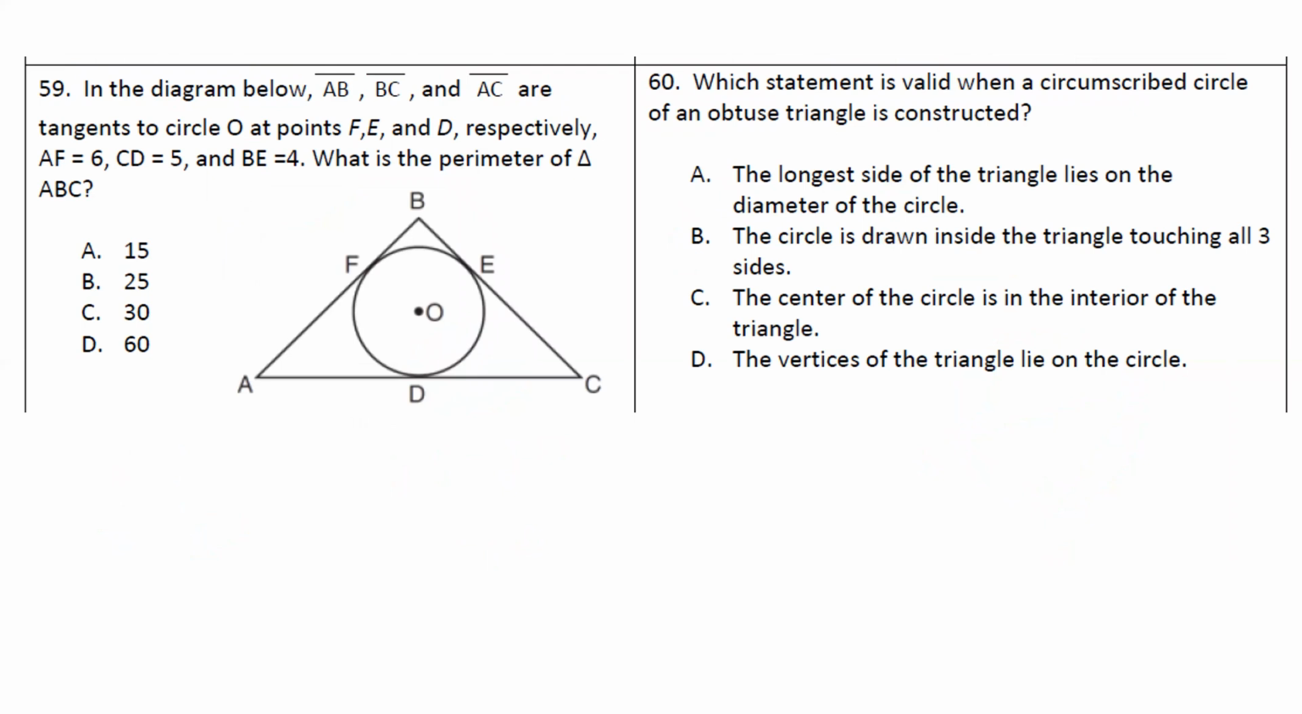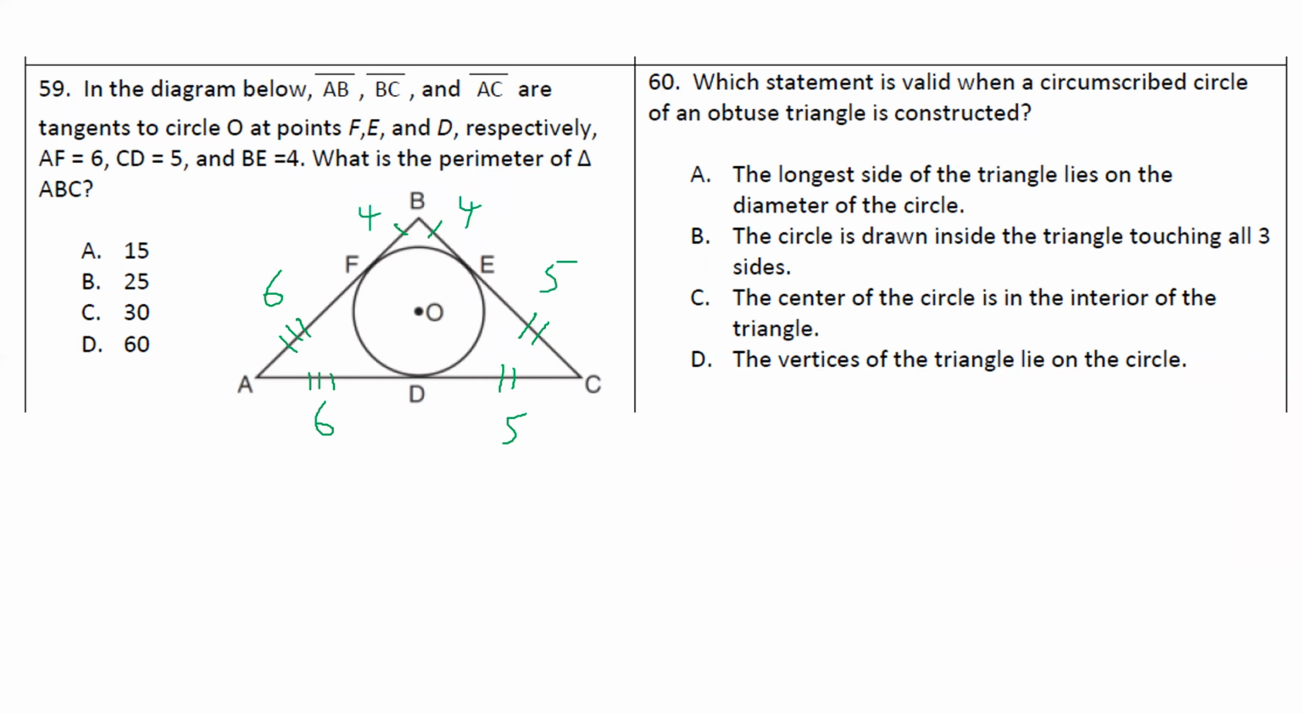All right, 59. This is kind of the same idea as that first question that we did today. We have all these tangents. So up at the top, both of those pieces are congruent. To the right, both of these are congruent. To the left, both of these are congruent. They give us lengths for each part. So they give us AF, which is 6, so AD also has to be 6. CD, it says, is 5, so CE would also be 5. BE is 4, so BF would also be 4.